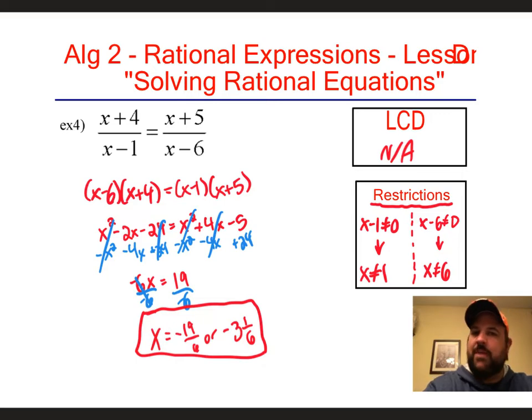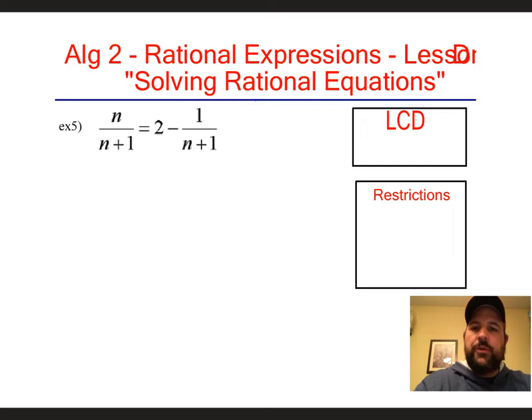Let's go ahead and move on to our next example. Alright, so in our new example here, we have n over n plus 1 equals 2 minus 1 over n plus 1. And in this case, I am going to use that second method of canceling out fractions by multiplying by the LCD. The reason I'm going to do that is because I actually have three fractions here.